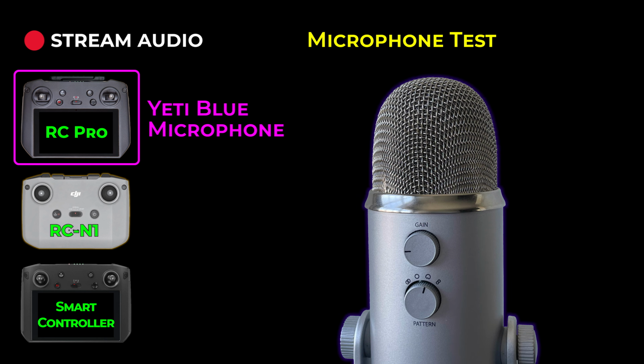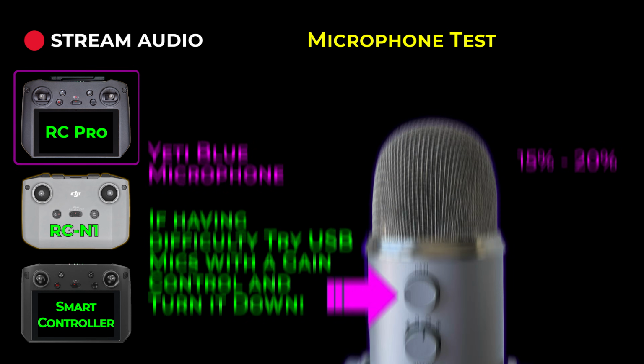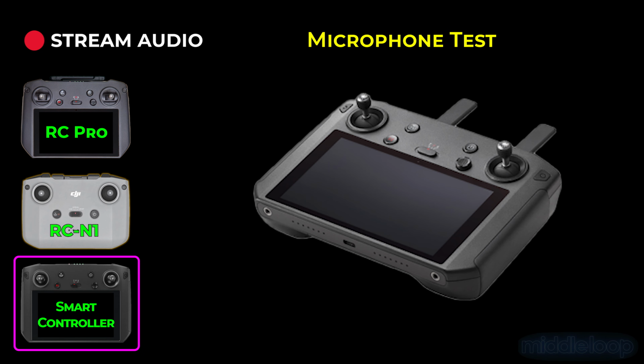By the way, for fun, I hooked up a Yeti Blue USB mic to the RC Pro. Now, that mic is way too big for the field, but it sounded good. I think the key is that mic also has a gain control, which we had set to about 15 or 20%. We next tested the smart controller on Facebook.